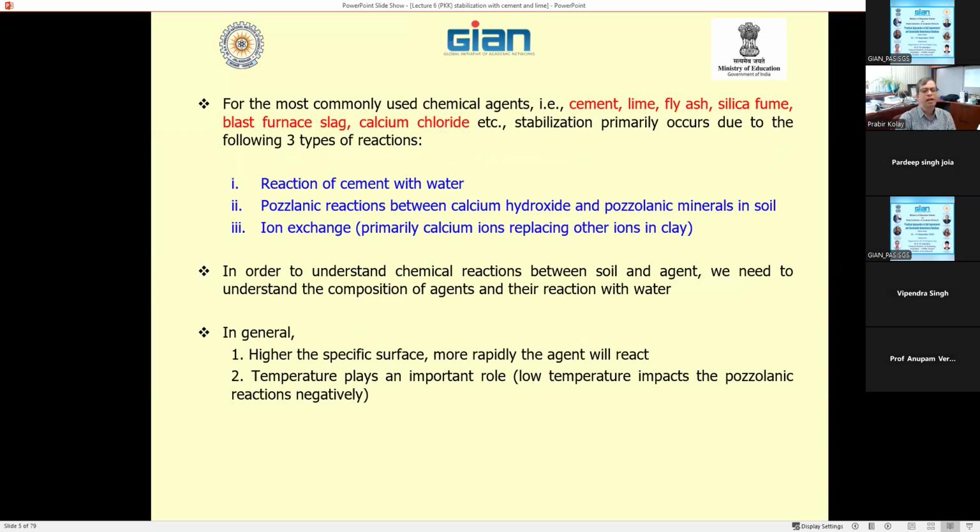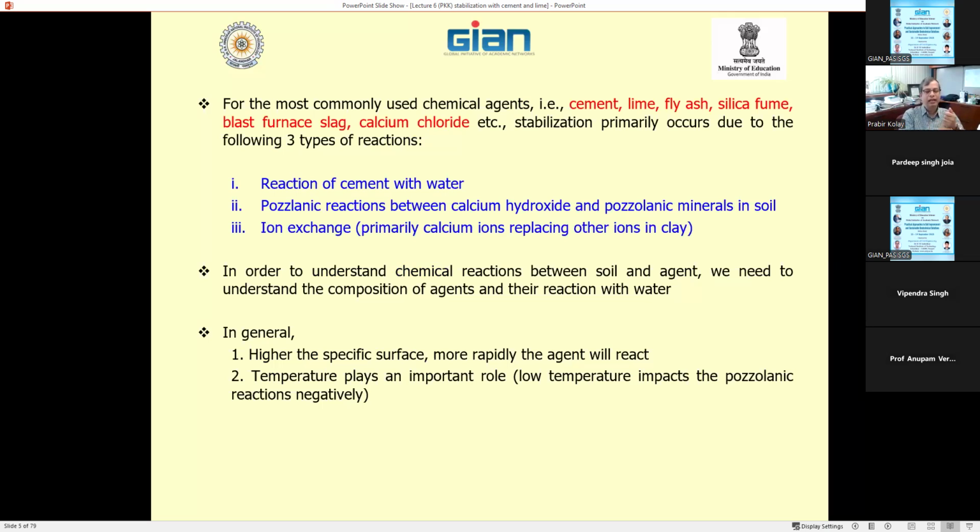Whatever type of stabilizer you use, different reactions take place. For example, with cement, we add water to it. What are the different reactions? A pozzolanic reaction takes place between the calcium hydroxide and the pozzolanic minerals of the soil. Again, you need to understand what type of clay mineral is present, what type of clay you are trying to stabilize.